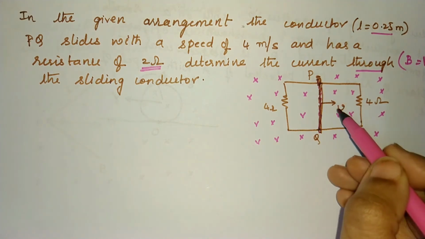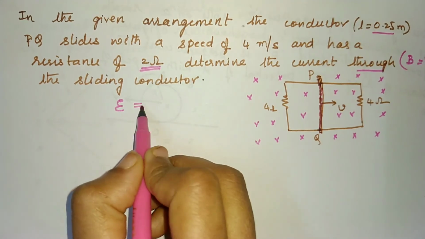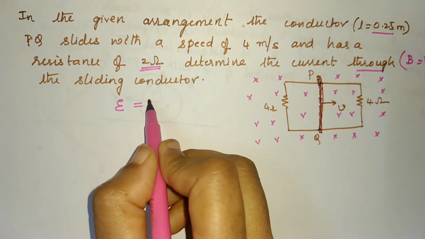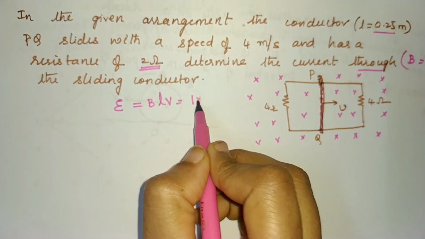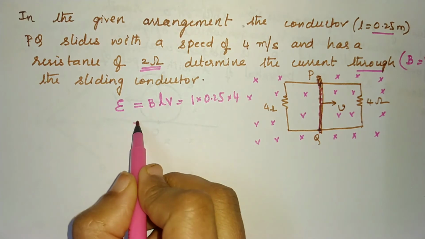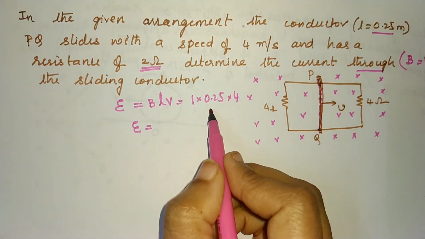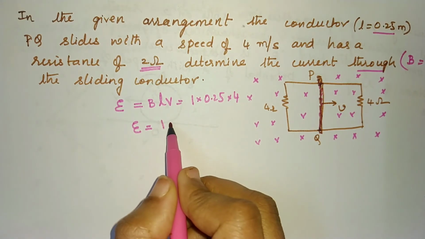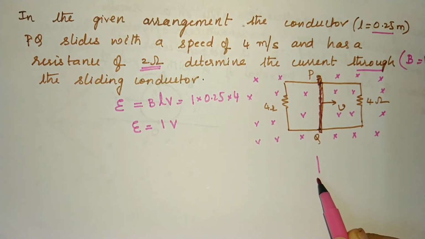Since you are moving this conductor in a perpendicular magnetic field, let us calculate the induced EMF in the rod PQ. We know it is B into L into V. B is 1 Tesla, length is 0.25, velocity is 4 meter per second. What is the induced EMF? 4 into 0.25, you will get it as 1 volt. So this is behaving like a battery of 1 volt.